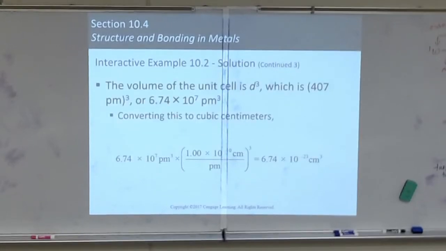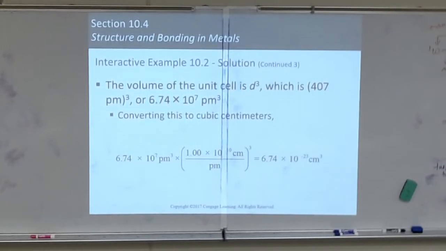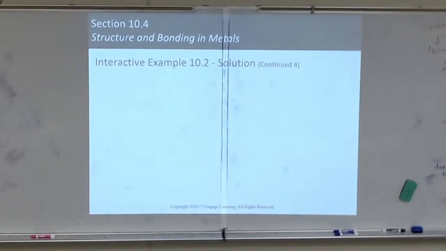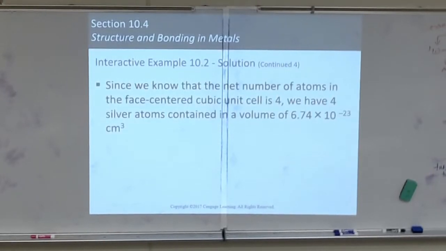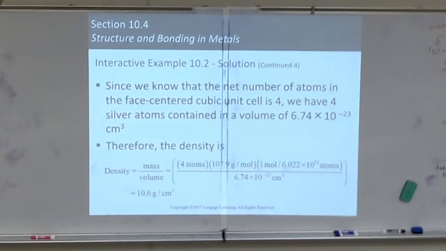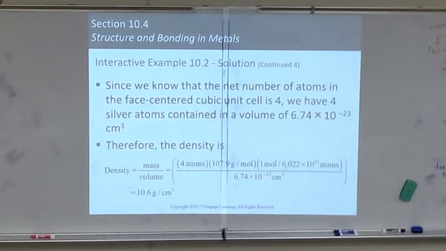Okay, plug this in. The volume of the unit cell is d cubed. So that's 407 cubed. We're going to reconvert to cubic centimeters. So the volume of the cell is 6.74 times 10 to the minus 23rd centimeters cubed. And we know the net number of atoms is 4. I got 4 silver atoms in a particular volume. And there's my density. 4 atoms at 107.9 grams per mole.